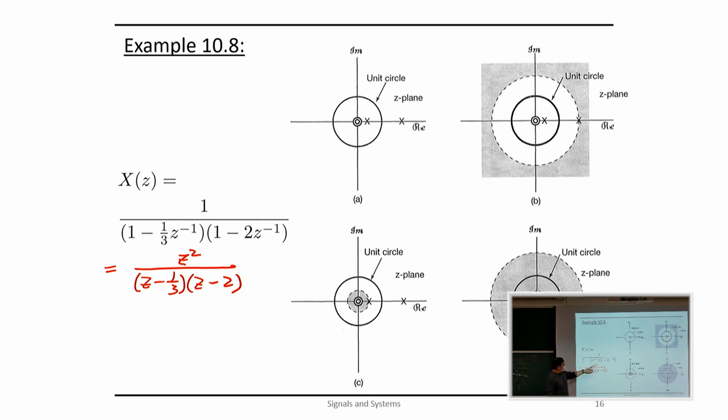So you have two zeros and two poles, one at 1 over 3 and one at 2. Two zeros at the origin, one pole at 1 over 3, and one pole at 2. So in this case, you have three choices of the ROC. It can either be the exterior, outside of the outermost pole, the interior, inside of the innermost pole, or some ring between the two poles.